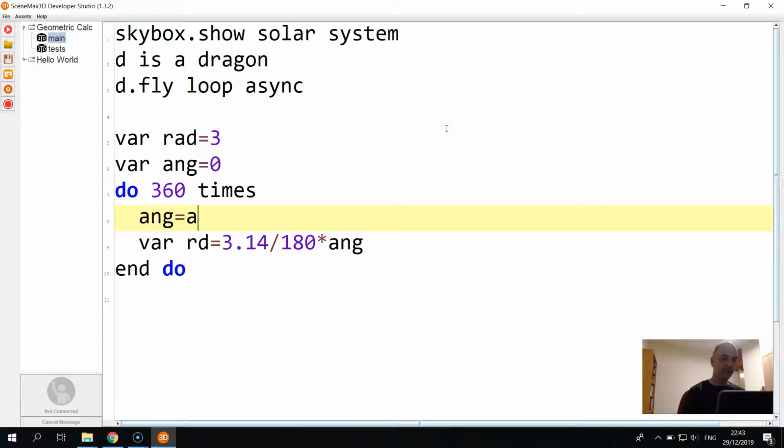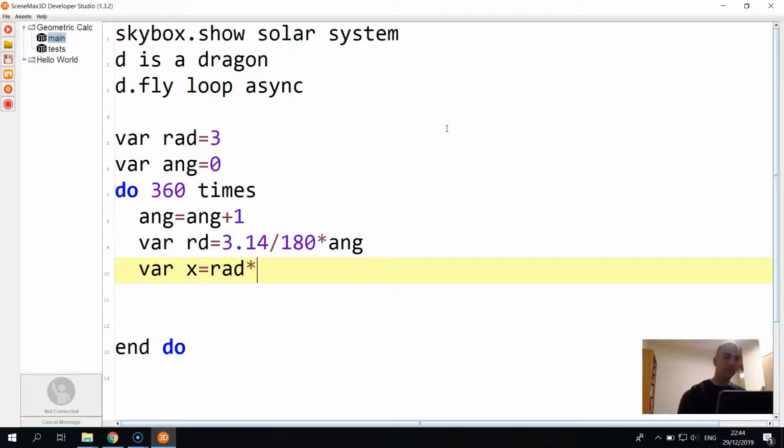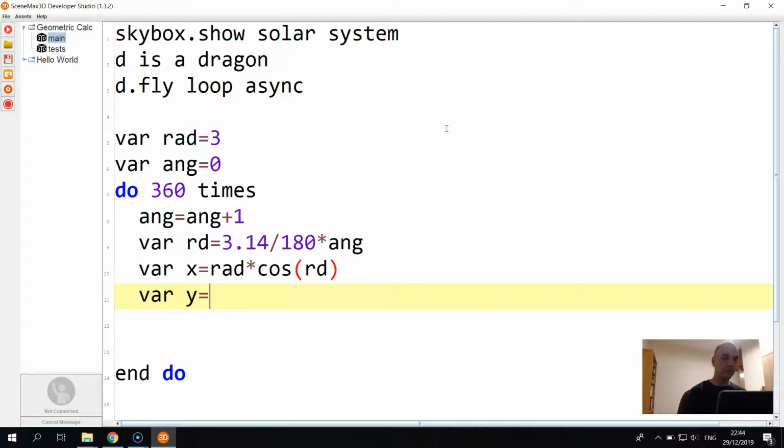Before that I'm going to increase my angle by 1, then convert it to radians. Next I'm going to calculate my x and y position in 3D space. So x equals my radius multiplied by the cosine of my radian. Yeah, I think it's okay. And I'm going to do the same for the y coordinate, radius multiplied by the sine of my radian. Okay, and this is it.